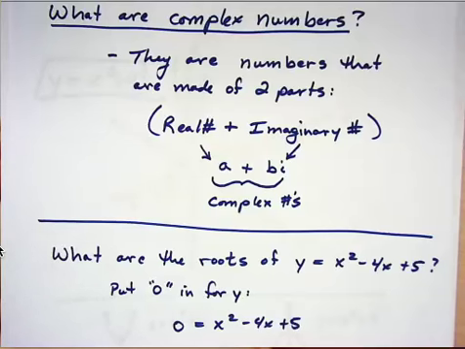Well, if you think about it, 5 is prime, and there aren't any two numbers that you can multiply to give you 5 and add up to negative 4. So then the next thing you might want to try, if you can't do it by factoring so easily, is to try to use the quadratic formula.